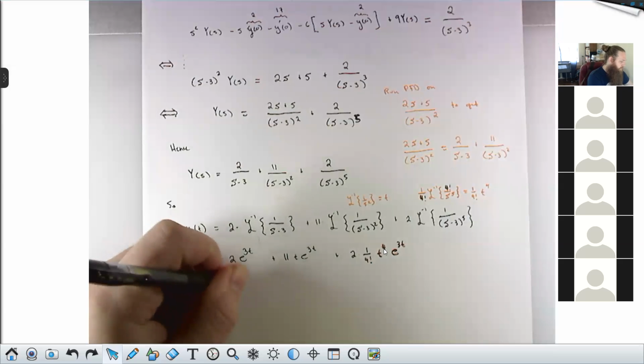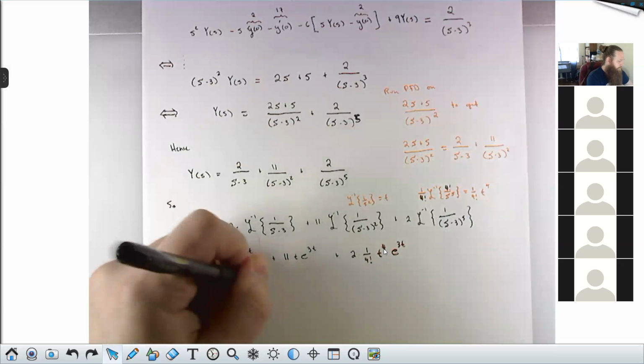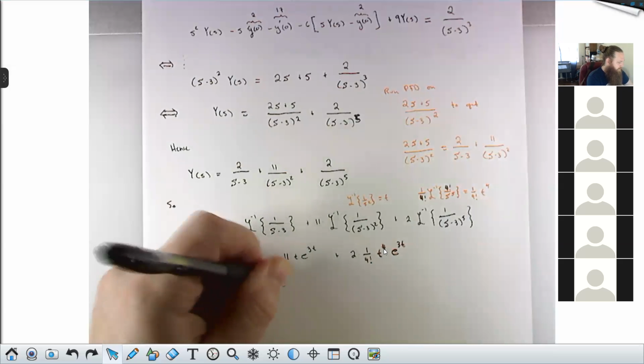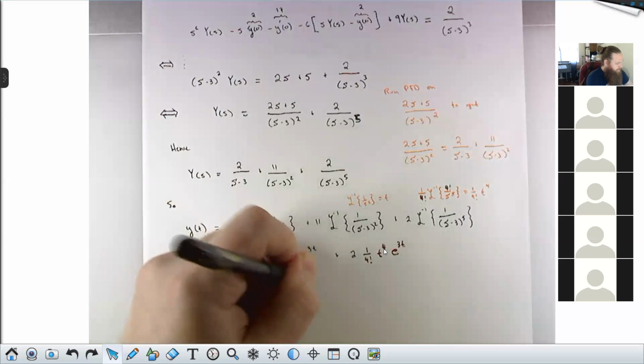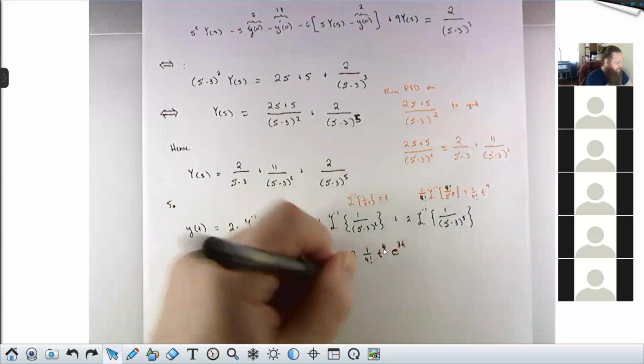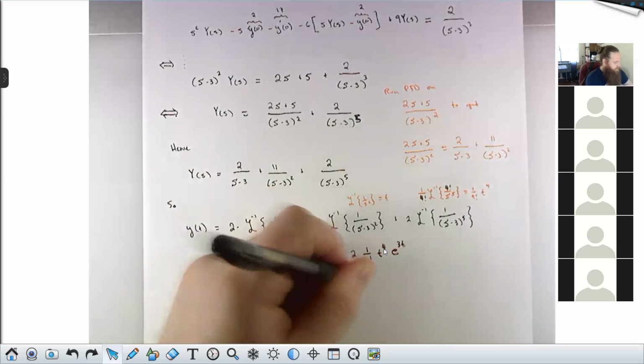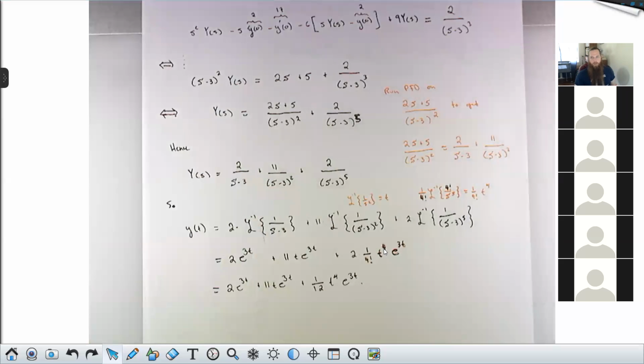So this is 2e^(3t) + 11t e^(3t) + 112 t^4 e^(3t). And I hope you see why this is so much nicer. Questions on this?